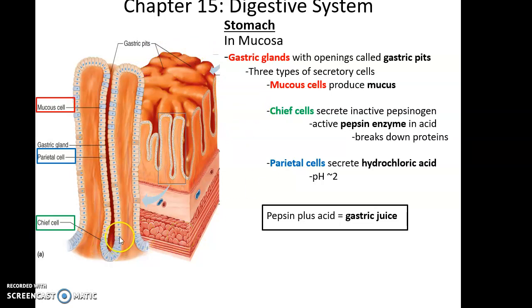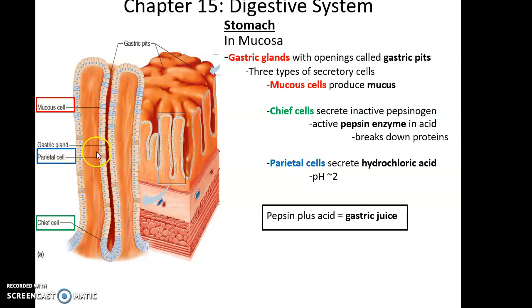Then we also have the chief cells. The chief cells secrete an inactive enzyme called pepsinogen. However, when pepsinogen ends up in an acidic environment, it becomes the enzyme pepsin, and pepsin breaks down proteins. So the chief cells produce the enzyme that does chemical digestion within the stomach.